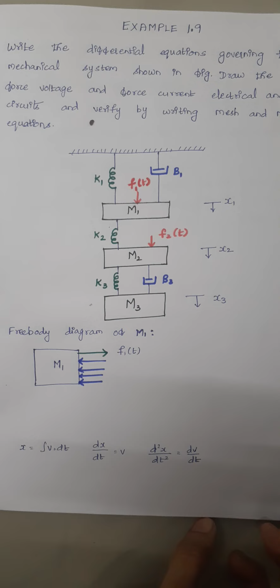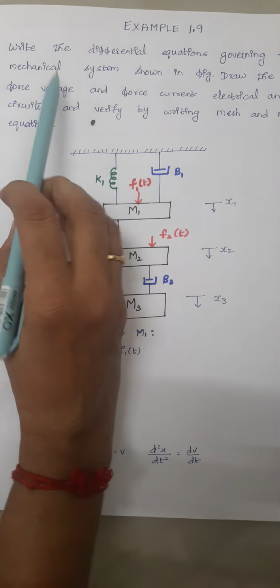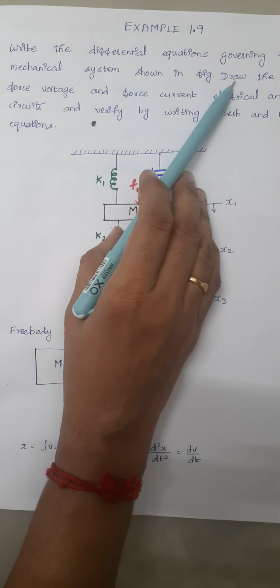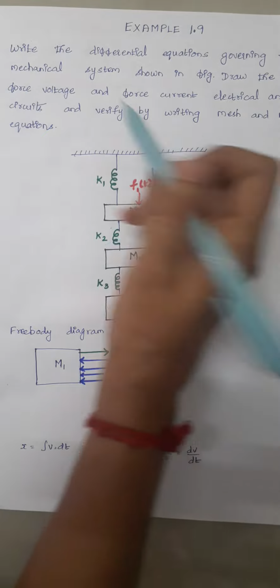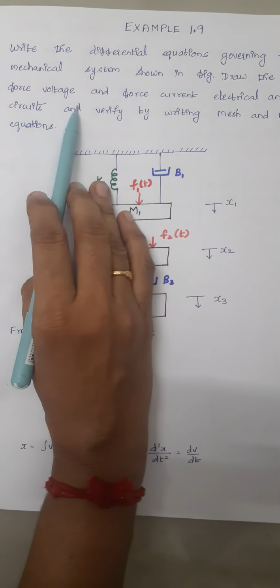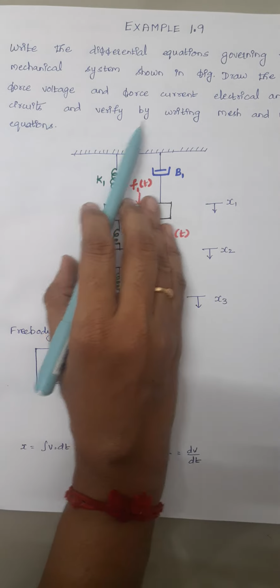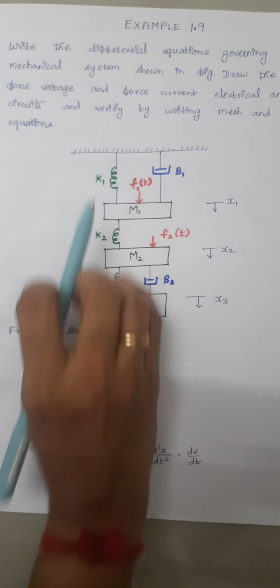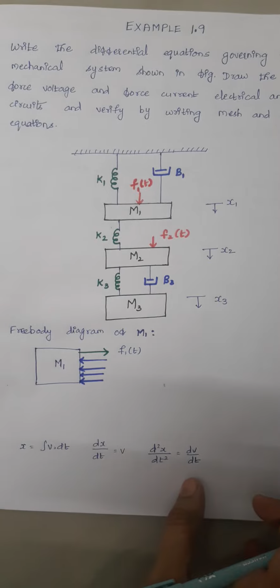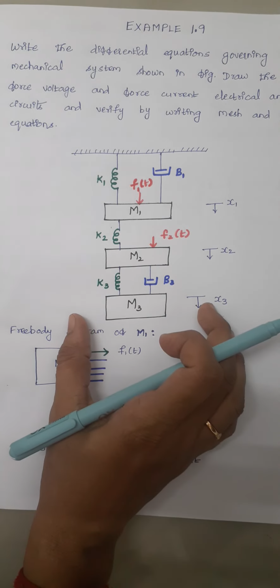Today we are going to solve example 1.9 in control systems. The problem is: write the differential equation governing the mechanical system. Draw the force-voltage and force-current electrical analogous circuits and verify by writing mesh and nodal equations. So this is the given diagram.